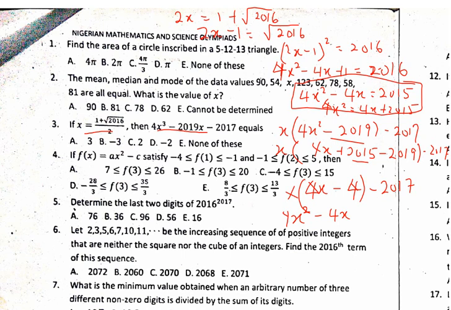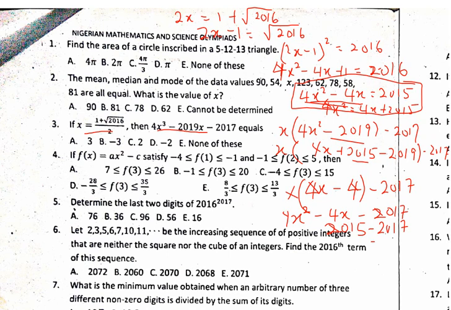I think we have seen something now. 4x squared minus 4x is the same thing as 2015. So replace it: 2015 minus 2017 will give us minus 2. So that is the solution to that. The answer is minus 2.